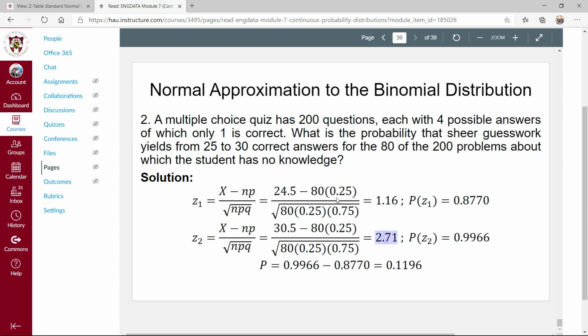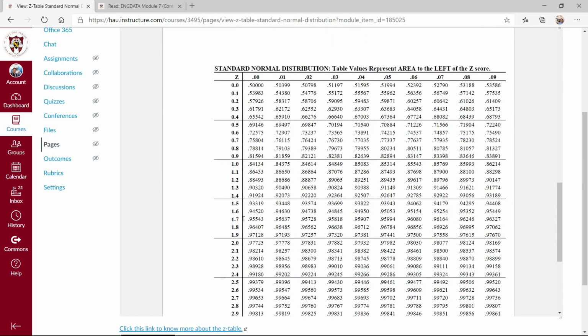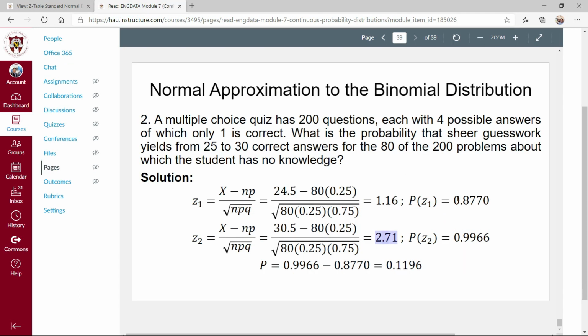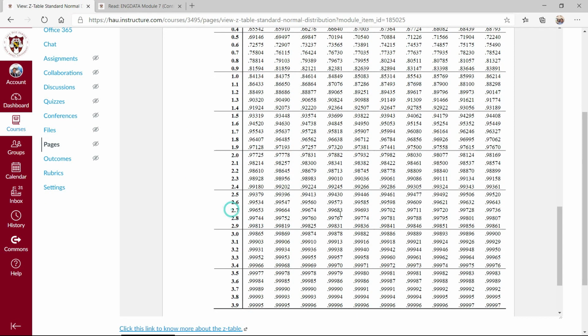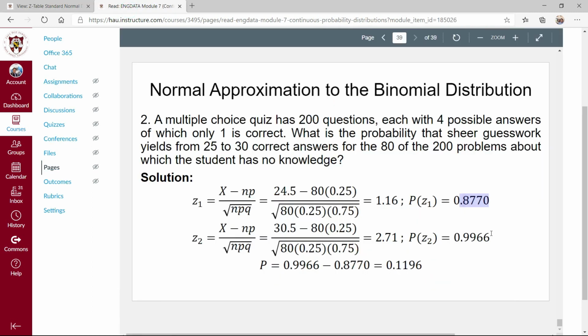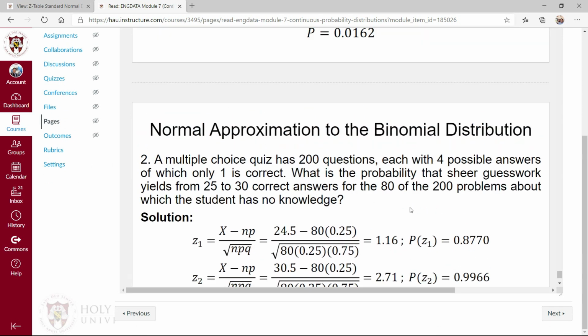Then from the table, for 1.16 and 2.71, the value for 2.71 is 0.99664. Then z2 minus z1 gives us 0.1196. Okay, so that finishes our discussion.